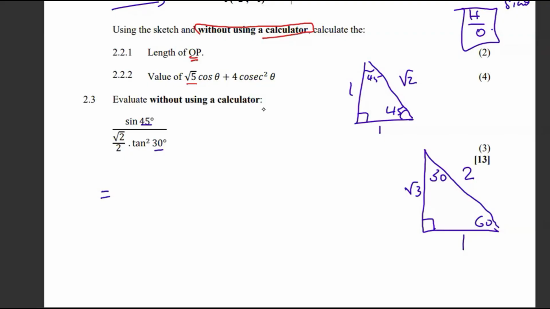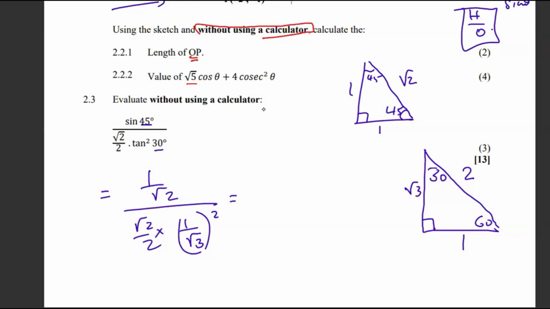Let's do the substitution. So sine of 45 is going to be 1 over root 2, over, we're saying root 2 over 2 multiplied by the tan squared of 30. So tan of 30, tan is opposite over adjacent, so it's going to be 1 over root 3. This is squared. Okay, we know that square root 2 over 2 is the same as 1 over root 2. This we just need to remember, okay?